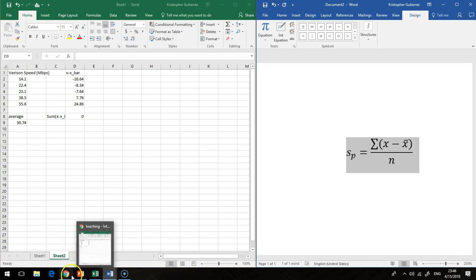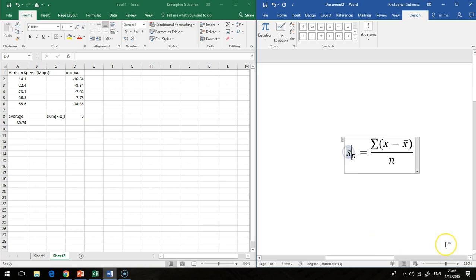And that is why we use this equation right here, which is simply that S is equal to the sum of x minus x bar squared divided by n, and then we take the square root of that.